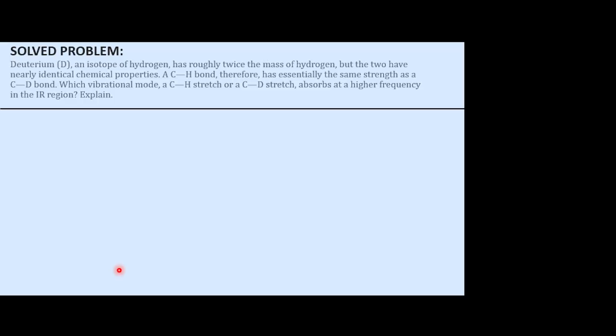So we have deuterium. Anybody remember deuterium? It's the isotope of hydrogen that has a mass of 2. So it has nearly identical chemical properties. It's still the same number of protons, still hydrogen, and still does the same chemistry for the most part. And we have a CH bond, therefore we can have a CD bond as well. These are going to have essentially the same bond strengths and the same bond distances, because again, it has the same number of electrons and protons. The only difference is the mass is twice the mass.